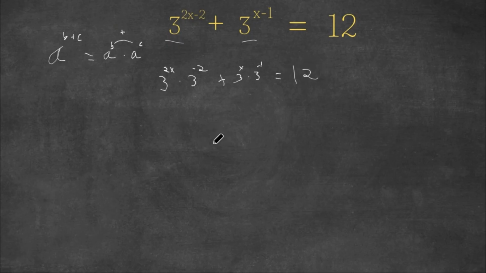So now we're going to simplify this a little bit. 3 to the power of 2x times 3 to the power of negative 2 is equal to 1/9. So this can also be 3 to the power of 2x over 9 plus 3 to the power of x times 3 to the power of negative 1. 3 to the power of negative 1 is 1/3. So this is equal to 3 to the power of x over 3, and all of this still equals 12.